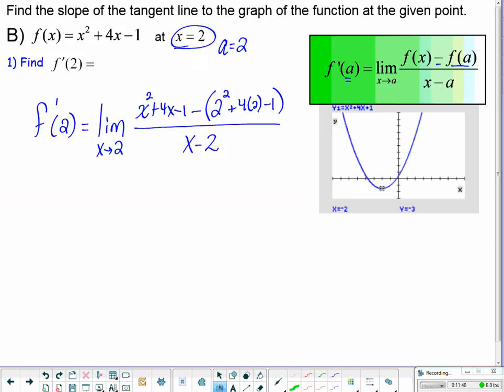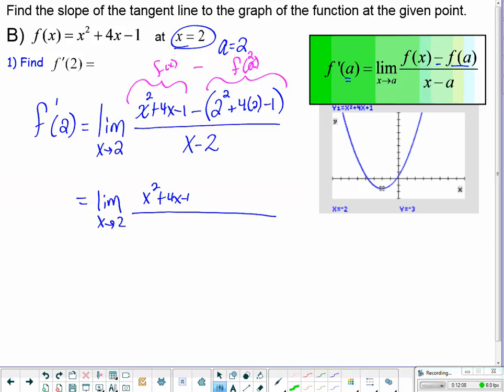If you want to note, this was f of x minus, and this grouping was f of a, which really was replaced with a 2, so it was really f of 2. Now, let's simplify algebraically. On top, I'm going to have x squared plus 4x minus 1. Inside my parentheses, I have a 4 plus an 8 minus 1 all over x minus 2. This looks like 12 minus 1 is 11.